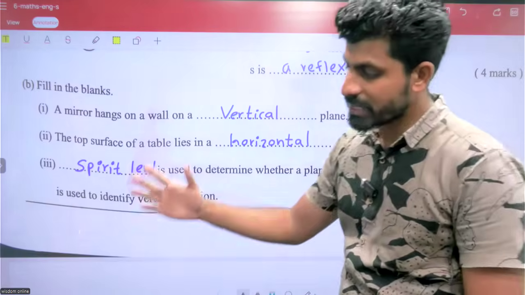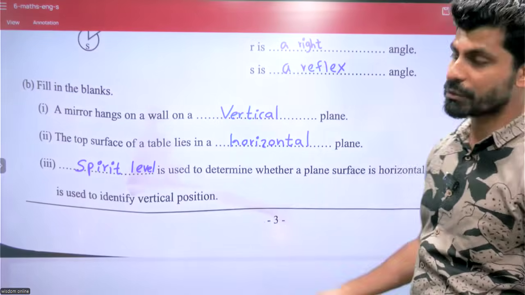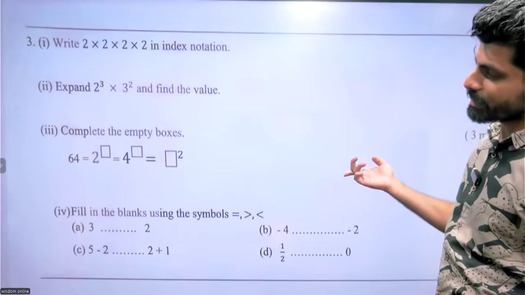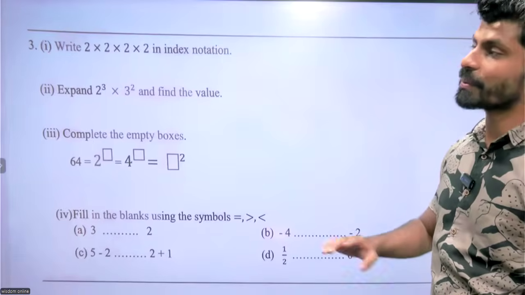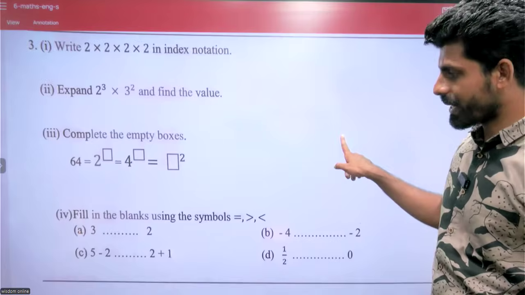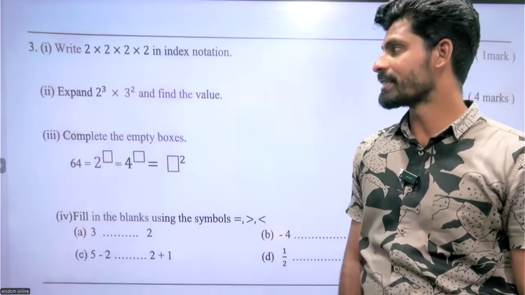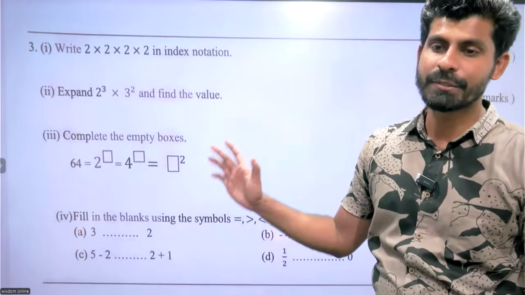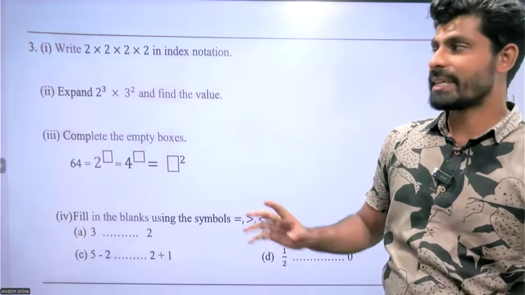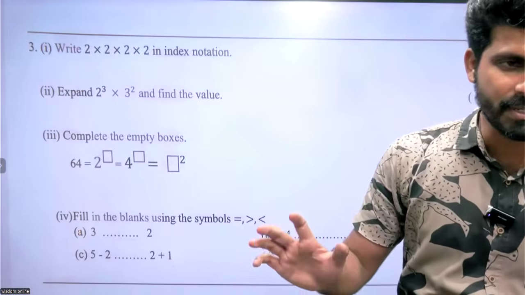Now we can move to the third question. It is a full question on index notations. Likewise, we need to do regarding the index. Let's see how to complete this one. Definitely we can take the highest marks.